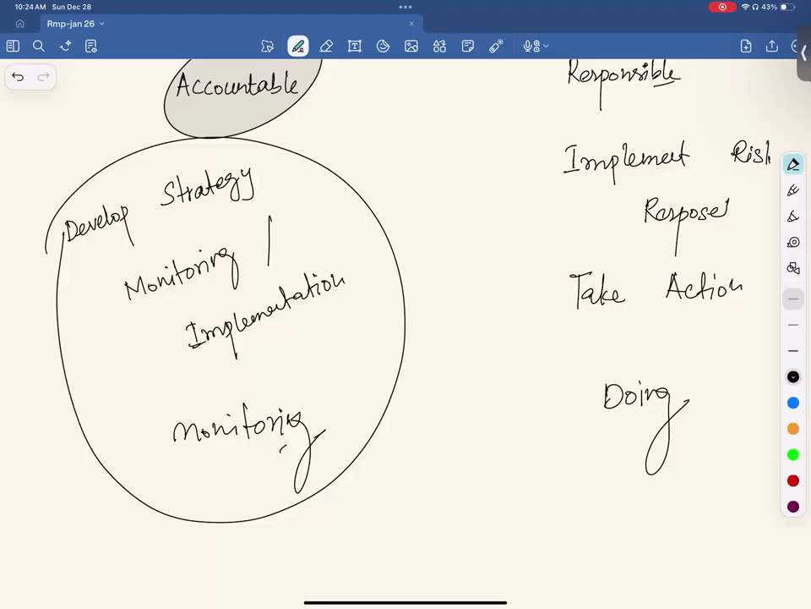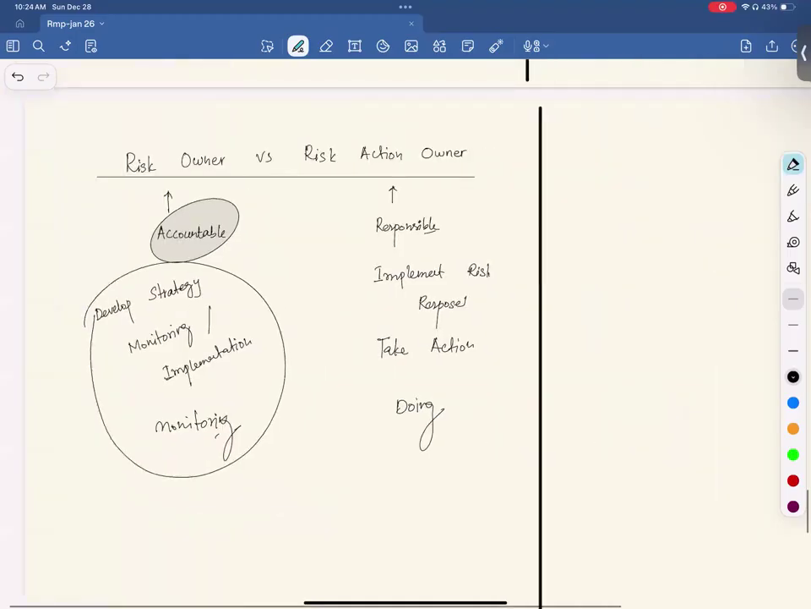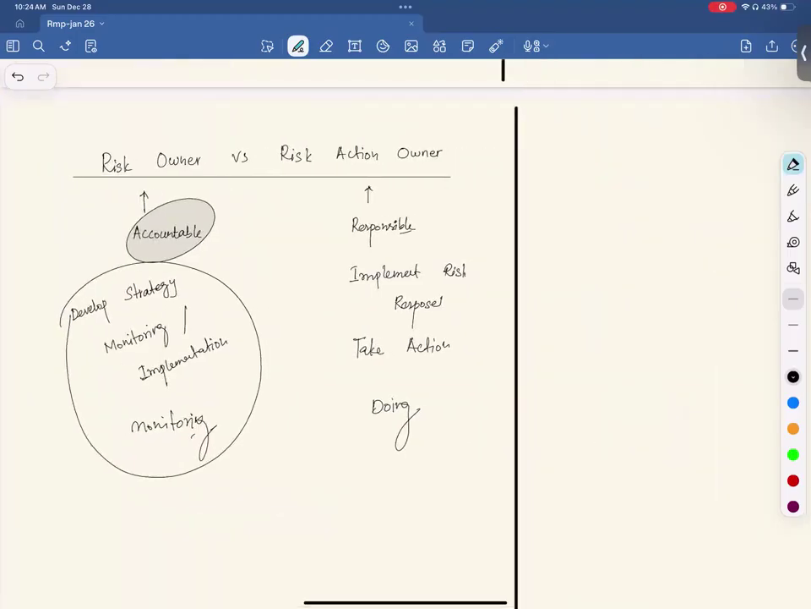And the job of the risk owner is to develop strategy, monitor and track, and ensure that a particular action to respond to a risk is being taken. I hope it is clear. If not, please feel free to ask. This is a really important concept. So you define these roles and responsibilities in your risk management plan, right?